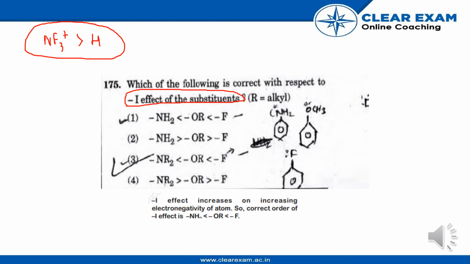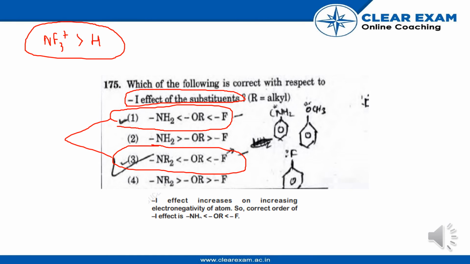So if we compare them with the order of the species, we can find that NH2, OR and F, this has the most priority in this, and NR2, OR and F also has the most priority. Both are correct options. We can say this question has dual options, both are correct.